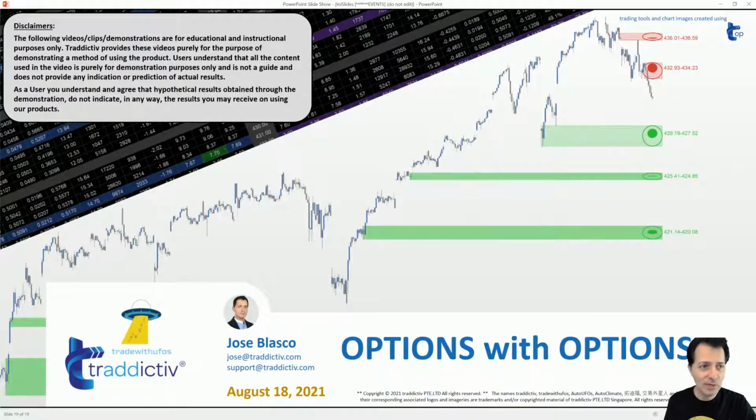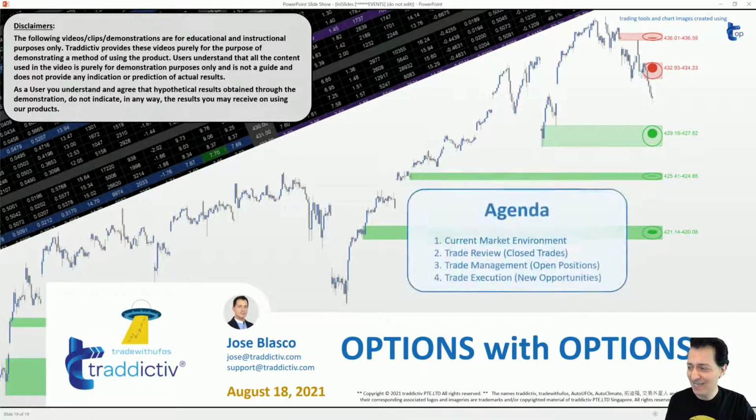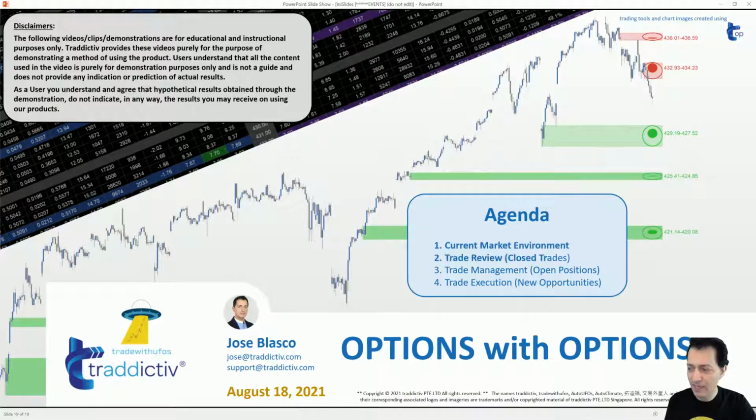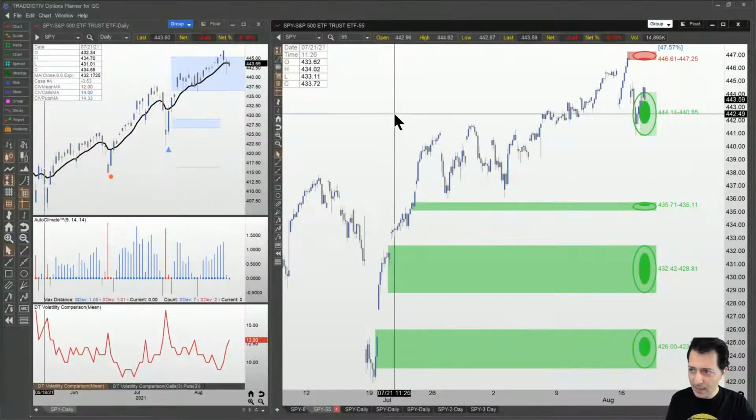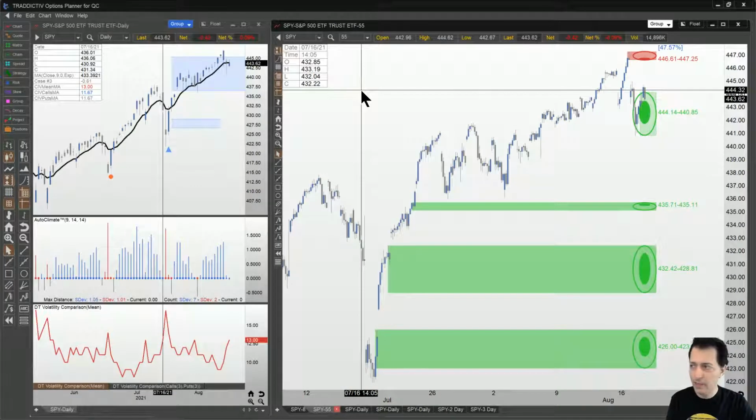Options with Options means that we're going to be trading options, isn't it? And the agenda is about first looking at the market environment so we understand what's happening out there. Then we'll look at trade review, meaning trades that we already have running, see what's happening with them, and talk about trade management if something needs to be done. And from there, we'll move into trade execution, which is basically finding new opportunities, planning your trades, discussing all the setups and the parameters, and from there execute those orders. So that's the plan for today. And we're going to start, as I just said, looking at the markets.